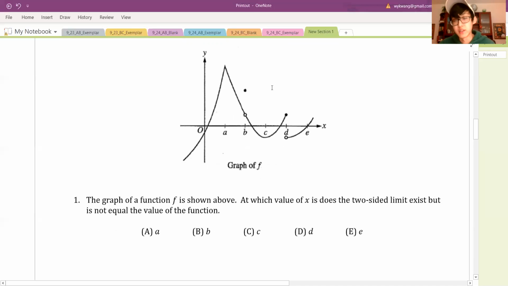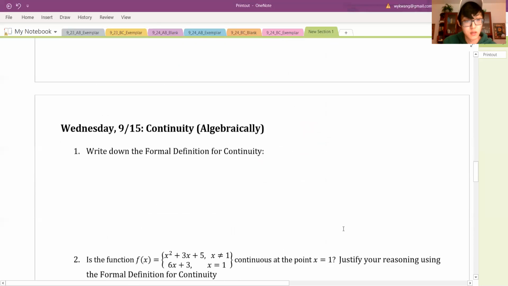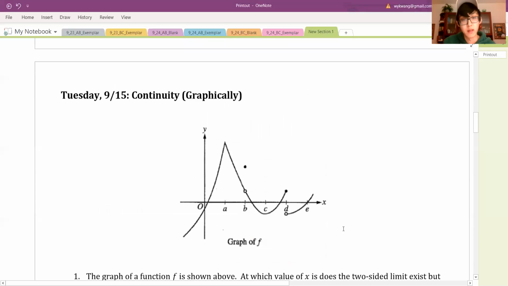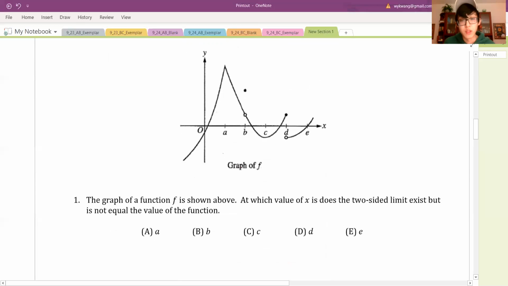If you know your definitions really well, you might notice that this is asking for the exact definition of continuity. Remember, I think, do I ask that next? Oh, I do, okay. The definition of continuity is a two-sided limit that exists and does equal the value of the function. So in this case, it's asking for a point where the two-sided limit exists, but it doesn't equal, so it fails continuity.